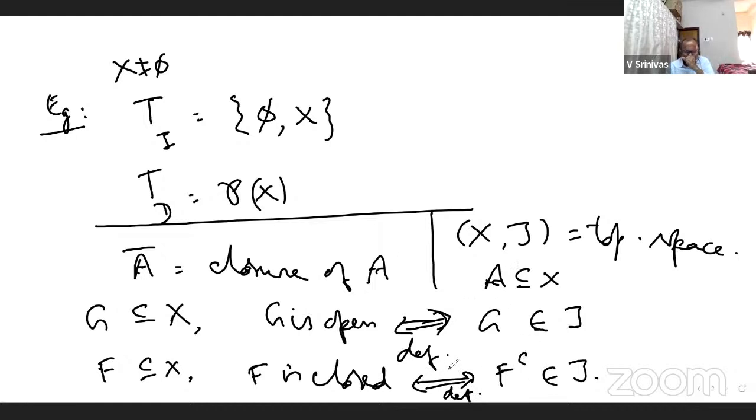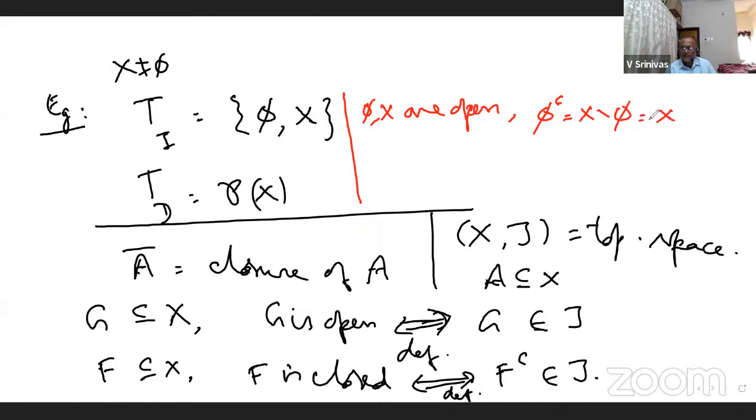Therefore, using this definition, we have that phi and X are open in this topology, because they are members of this tau. What is phi complement? What is the complement of phi? It is X minus phi. Complement means X minus phi. It is X. The complement of phi is X.